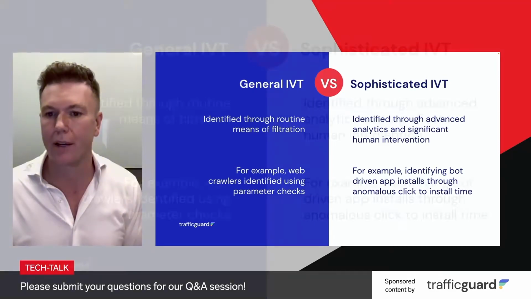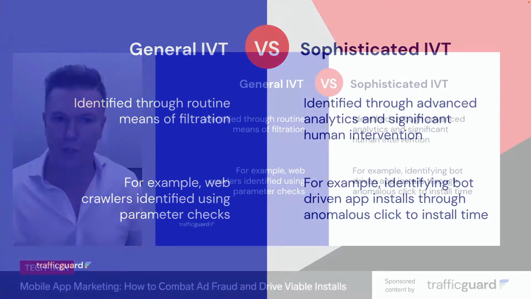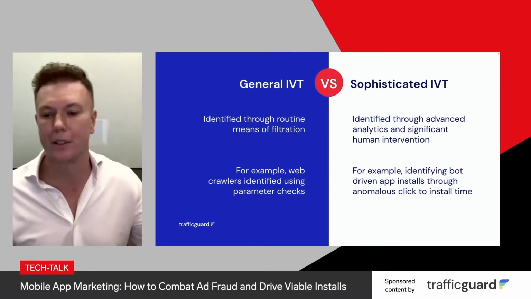So routine checks with the right technology in place will find this for you. Sophisticated invalid traffic is a little bit harder to detect. And the way that it's detected is through advanced analytics and machine learning, which allows the technology to find the anomalous thing. In other words, the thing that doesn't look like everything else, so it's suspicious, and that in turn reveals it to be invalid.